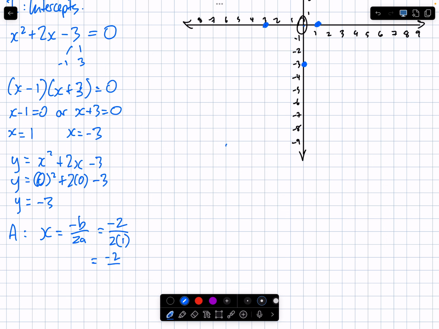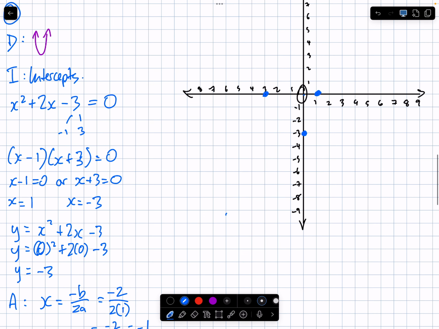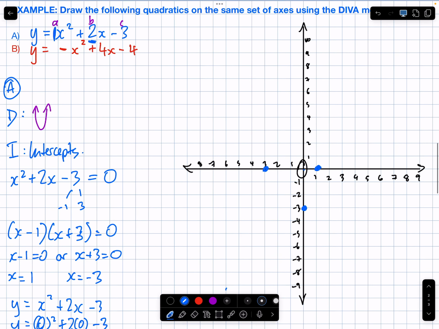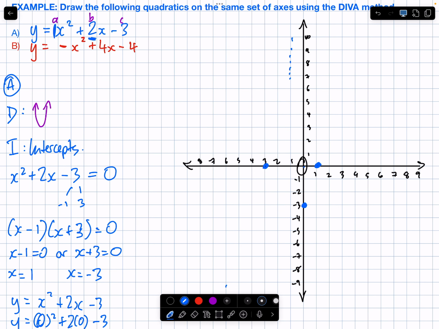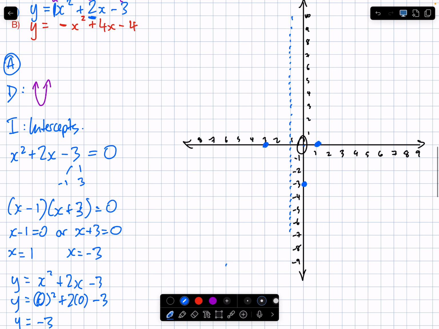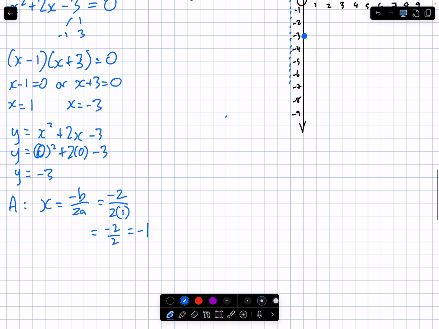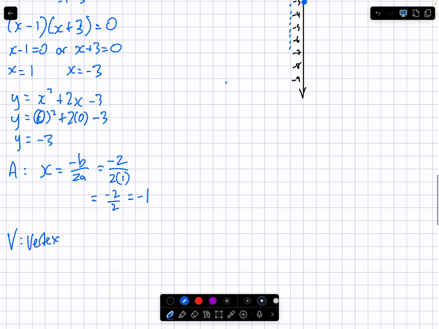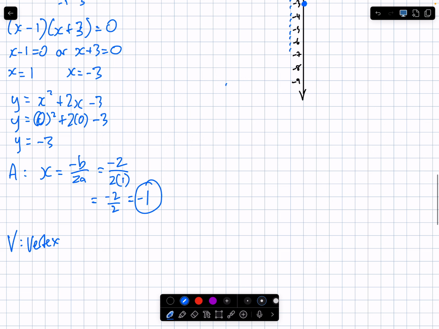Negative 2 over 2, that's negative 1. So that's telling me when x is negative 1, which is here, it's the axis of symmetry. The graph is going to be the same on both sides of this mirror. Okay? I'm setting up the mirror for both sides. And what was V? What did V stand for? V is the vertex.